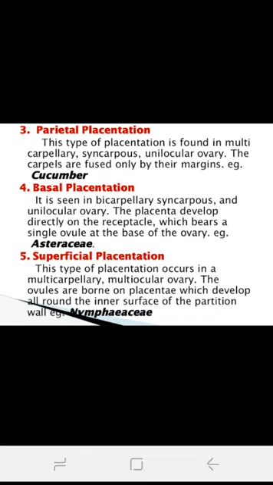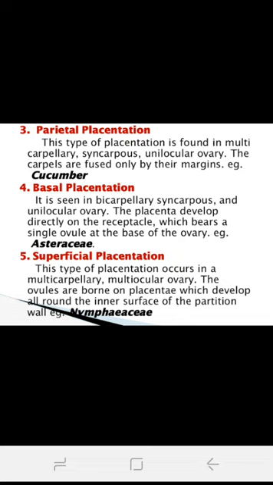Then next is parietal placentation. It is found in multicarpellary syncarpous unilocular ovary. Here the carpels are fused only by their margins, and you can see the placenta develop on the wall or intruding portion of the ovary. It occurs in bicarpellary to multicarpellary ovary, but is observed like a unilocular ovary. A common example is cucumber.